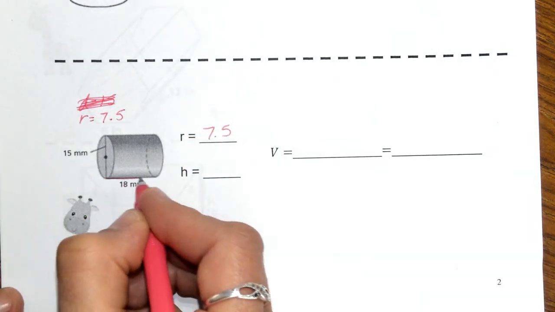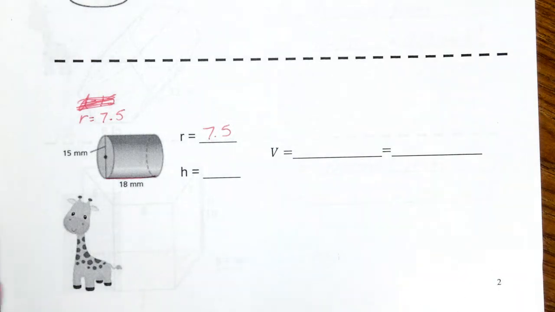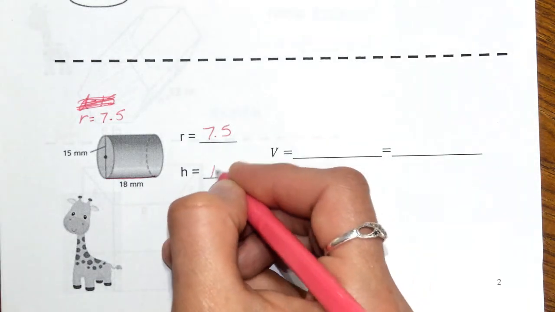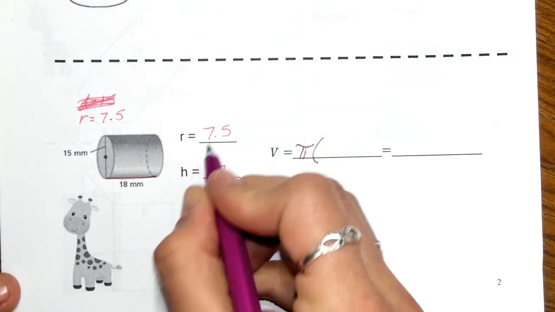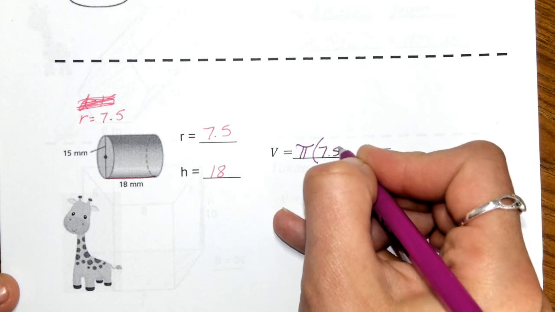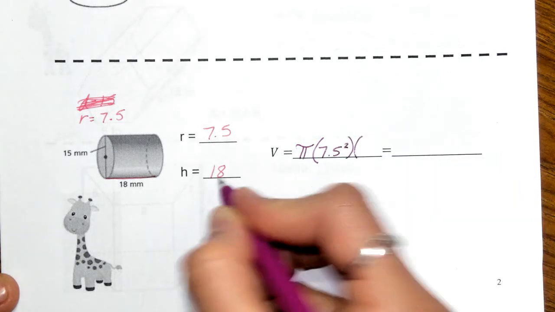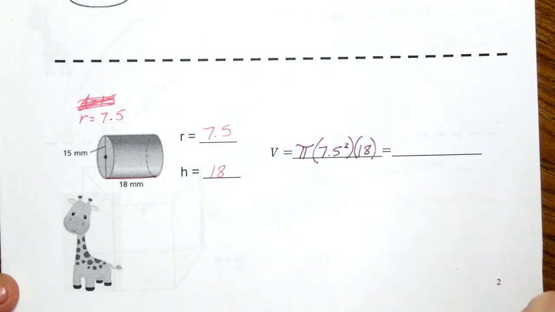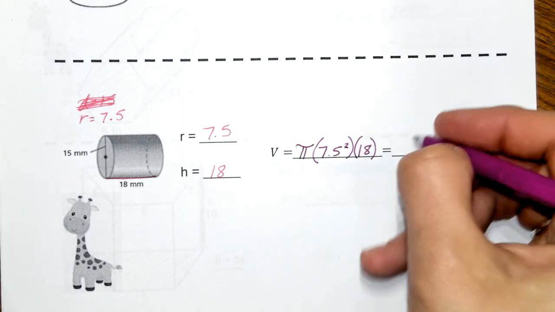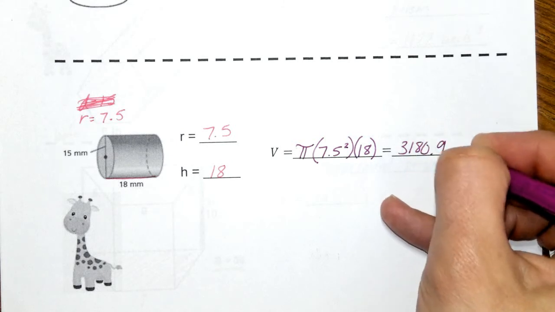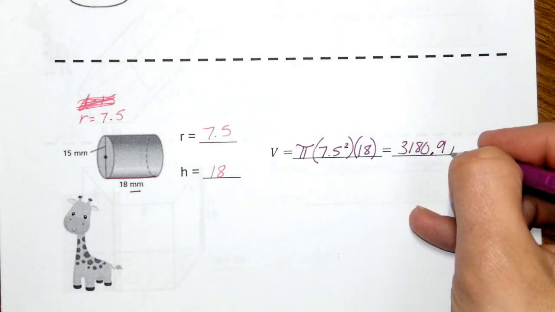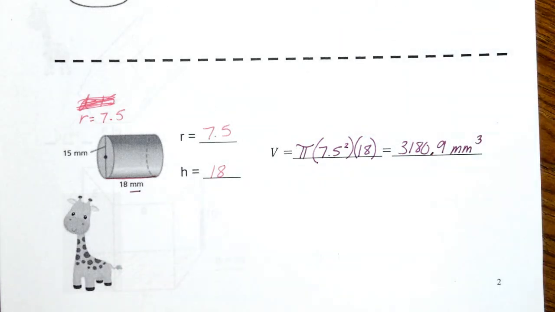Your height connects circle to circle. Even though it's laying down, your height's still the same from your head to your feet, even when you lay down, 18. We'll fill in. We've got pi times your radius squared times the height from circle to circle. Make sure that you're doing this on your own and seeing what we have in the end. 3,180.9. We have millimeters, so we have millimeters cubed. And that's volume.